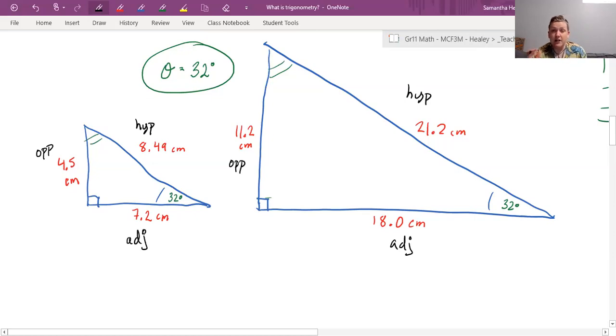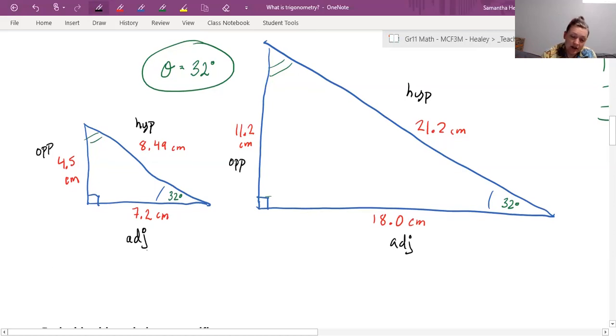Okay, so what I'd like you to do is calculate, for this small triangle here, what's the ratio between the opposite and the hypotenuse sides. So if I said, okay, what's the ratio between the opposite and the hypotenuse side lengths?